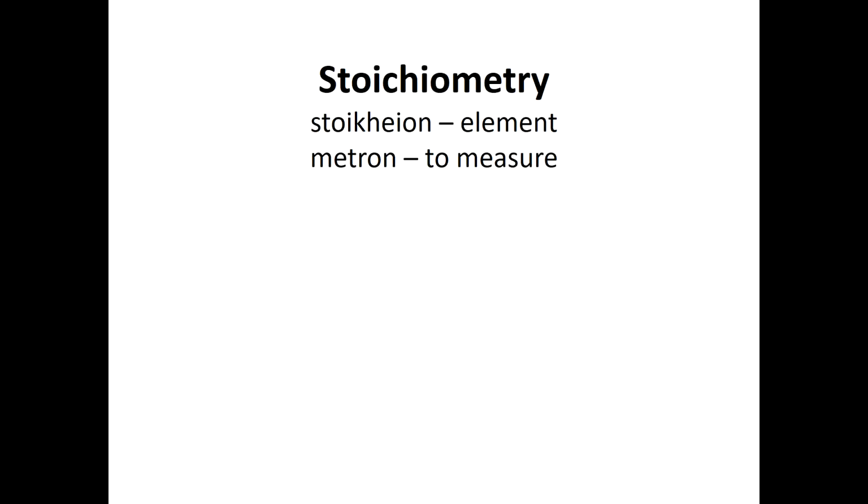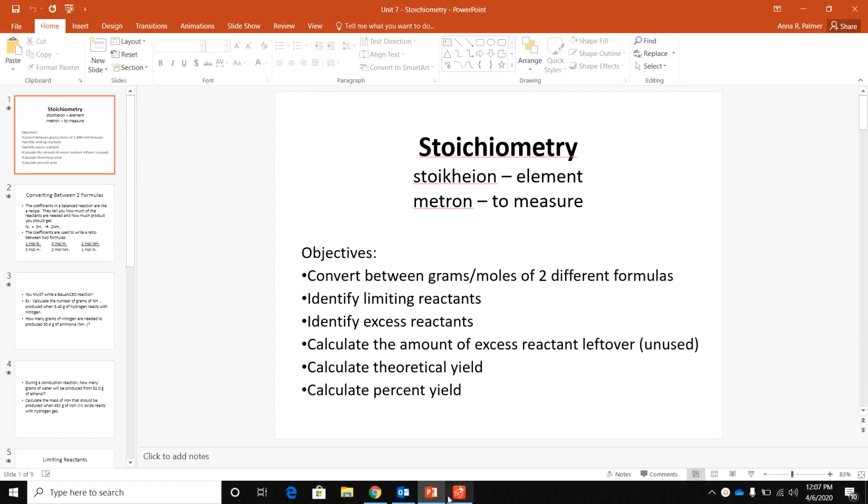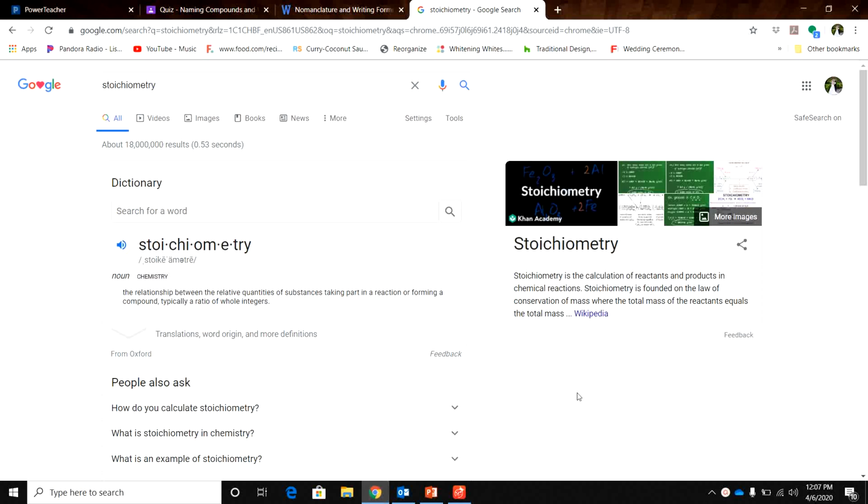Hello everyone. Today I'm going to begin Unit 7, which is called Stoichiometry. Now stoichiometry is kind of an intimidating word. Stoichion means element and metron means to measure. Just to give you a definition of stoichiometry from the dictionary, it is the relationship between the relative amounts of substances taking part in a reaction or forming a compound, typically a ratio of whole integers.